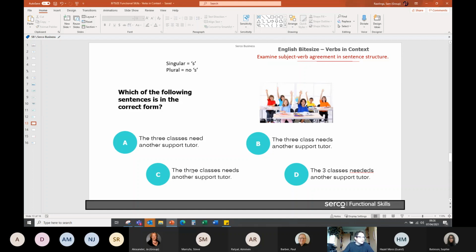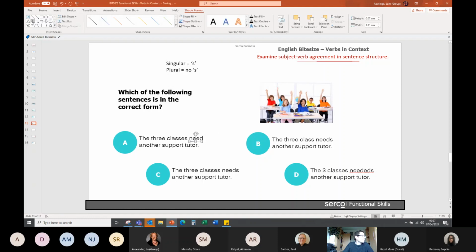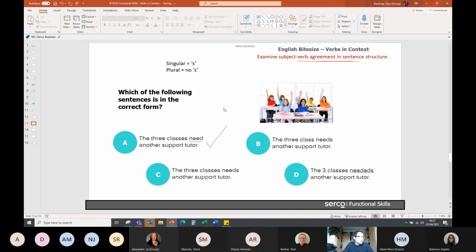It says the 3 classes. So is this singular or plural? It's plural, exactly, because we've got 3 of them, haven't we? 3 classes. So therefore, if it's plural, we're not going to use an S. So you're all absolutely right. We use need without an S. So it's going to be A. Excellent stuff. Well done. And there you go. So that's what we mean by subject-verb agreement, making sure that the verb agrees with the subject we've chosen to use.